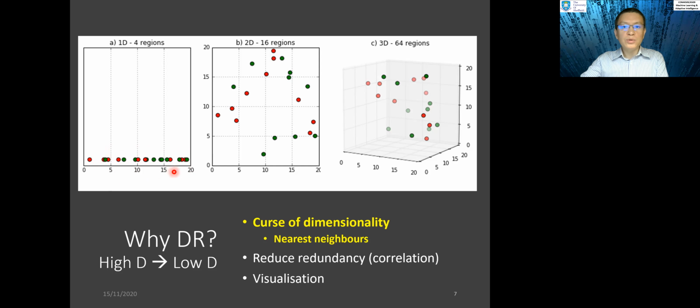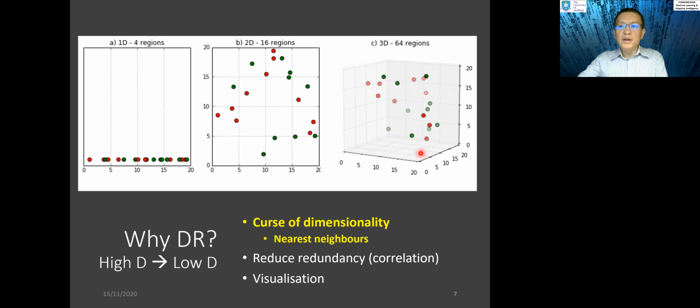And when we go to 2-dimensional space, it is relatively more difficult to tell the nearest neighbor. Basically, you have more nearest neighbors of the same or similar distance in a 2D space. And if we move on to 3D space, the space becomes exponentially large.